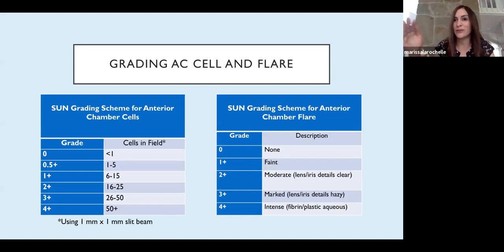Once we're at the 20, 30, 40 range, we're not counting individual cells, but we're still using that as a grade. And then the way we grade flare is the haziness of the details of the iris and the lens, as you can see here.